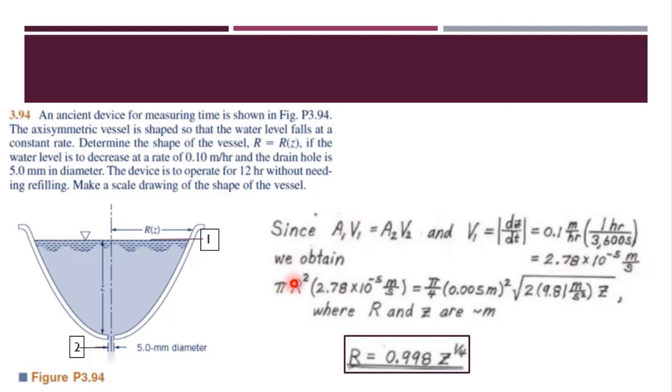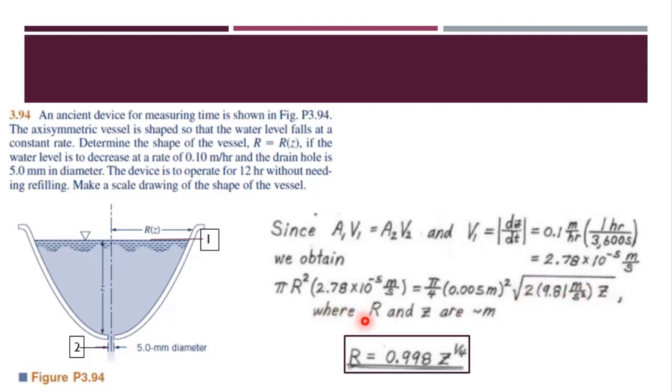Now we put in the values. The radius at 1 we don't know, so we take this to be unknown as r. So the cross-section area at 1 is pi r square into the velocity V1, which we have just calculated. For area at 2, we know the diameter at point 2 is 5 millimeters. So the area A2 is pi by 4 into 0.005 meter square, and we have just calculated V2 using the Bernoulli equation in the last slide, and we put that over here.